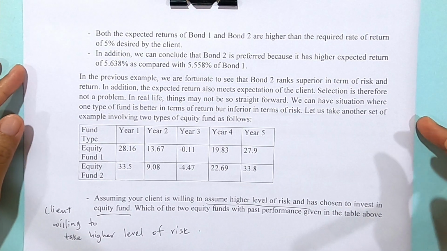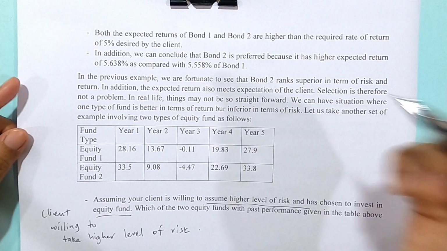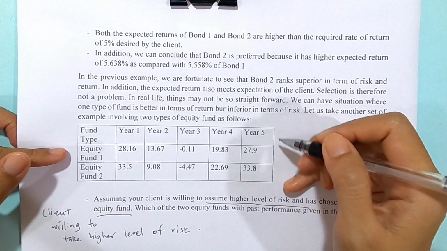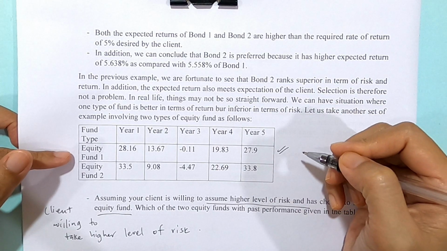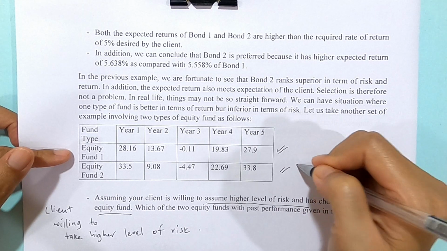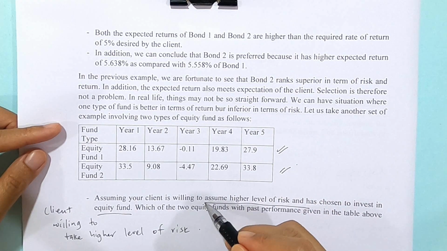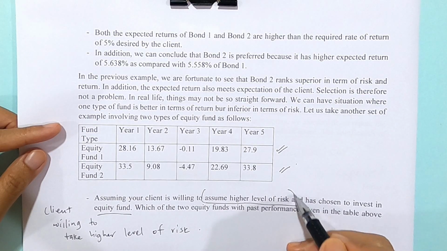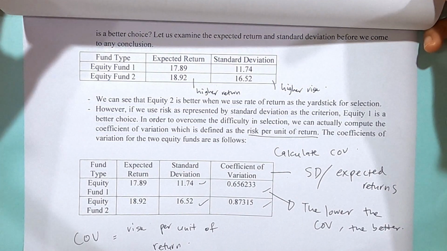Alright, now we take another example. Let's say you have to decide whether you want to help your client to invest in equity fund 1 or equity fund 2. And in this situation, it seems that your client is willing to assume a higher level of risk, which means that your client is willing to take higher risk.